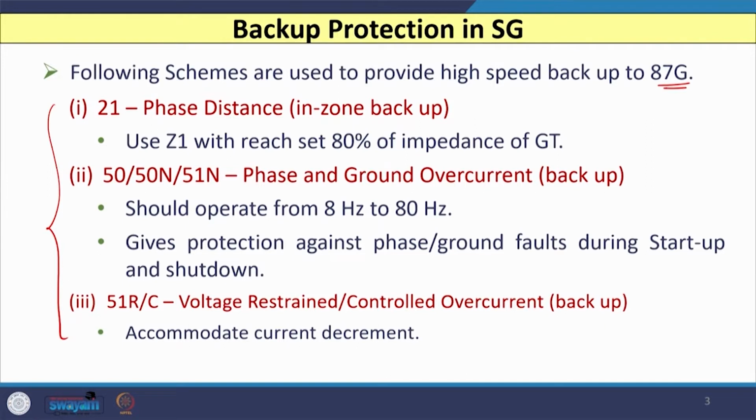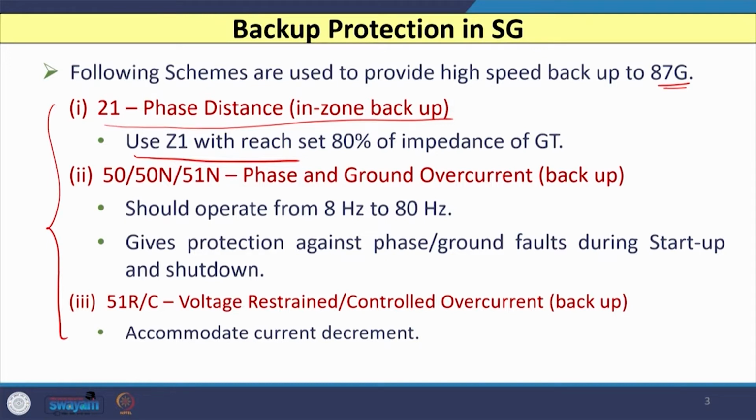The first backup protection is 21, it is also known as in zone backup, and it is also called phase distance backup. And in this case the offset mode relay is used, and the first zone reach of this offset mode relay is set to 80% of the impedance up to the generator transformer, which is nearby the generator.